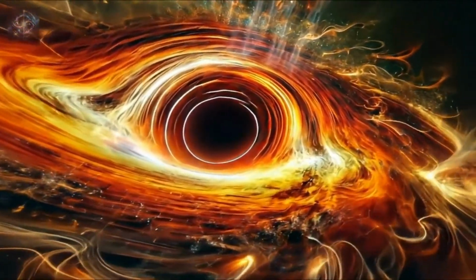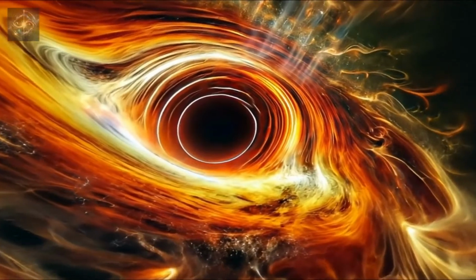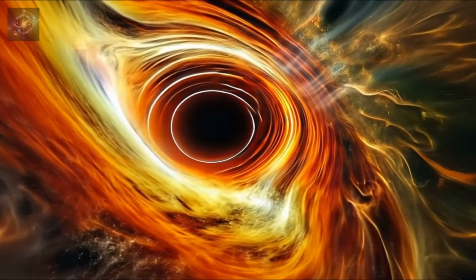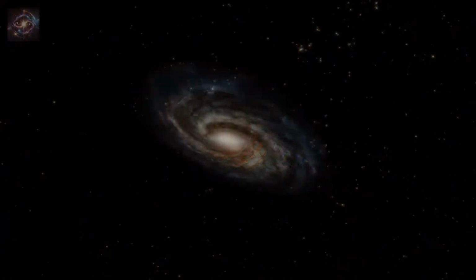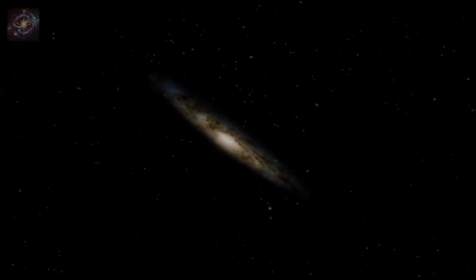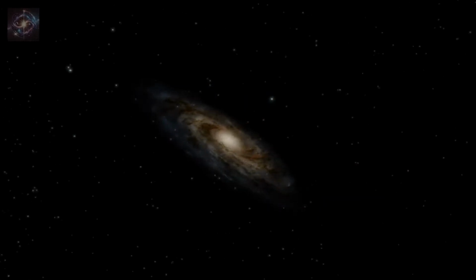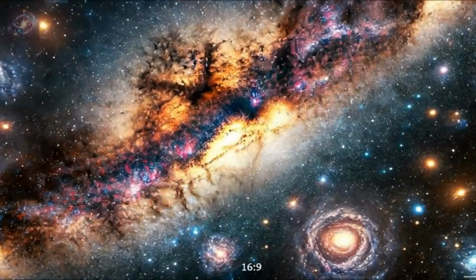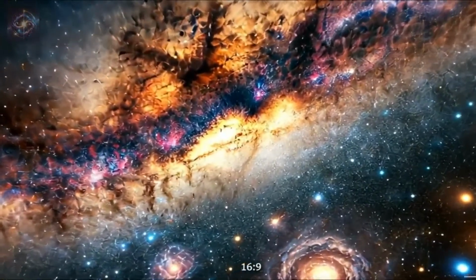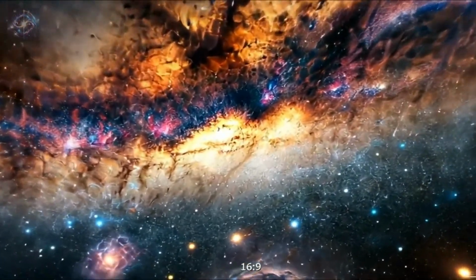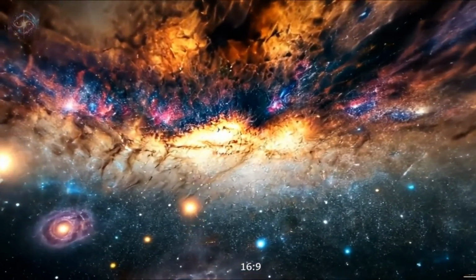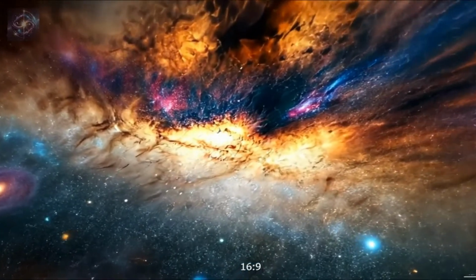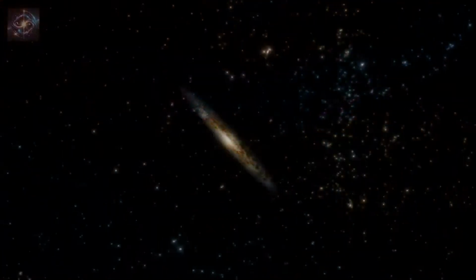Stellar streams, long ribbons of stars stretched across the sky, trace the paths of smaller galaxies consumed by the Milky Way. Each of these streams tells a story, a record of the galaxy's tumultuous history. One of the most dramatic collisions occurred around 10 billion years ago, when the Milky Way encountered the Gaia Enceladus galaxy. This merger added significant mass to the galaxy and triggered a burst of star formation.